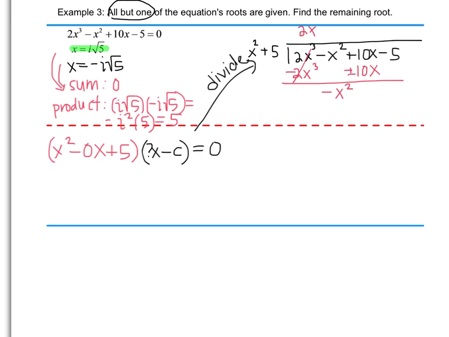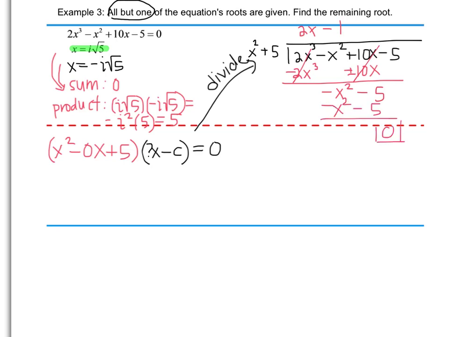Positive, negative. Did I mess up my sign? Let me see. 5 and 2x, sorry, is 10x. So then we subtract, we change the signs. Those cancel. And I bring down my minus 5. So then I say, what do I have to multiply x squared by to get negative x squared? And that's just negative 1. And multiplying that through is going to end up giving me a remainder of 0.